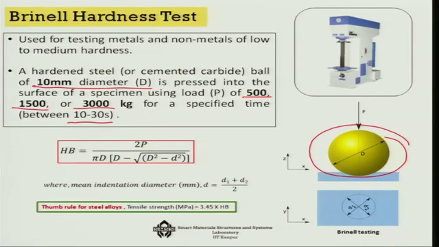Now, you know which load you are using, you know the diameter you are using, and all you have to do is find this mean indentation diameter. That means you get the indented shape and you calculate this diameter at two different points, D1 and D2, and then take an average of it. That is our D, and once you know D, you can use this formulation to find the HB. And there is a thumb rule here: the tensile strength can be calculated directly as 3.45 times HB, and that is usually used for steel alloys.